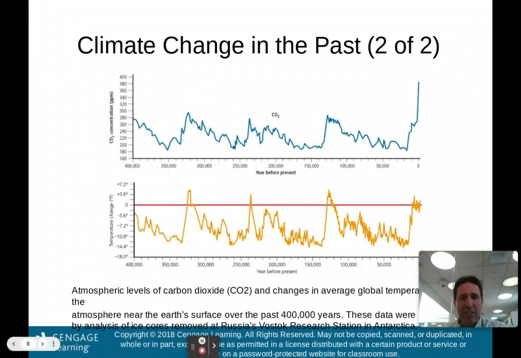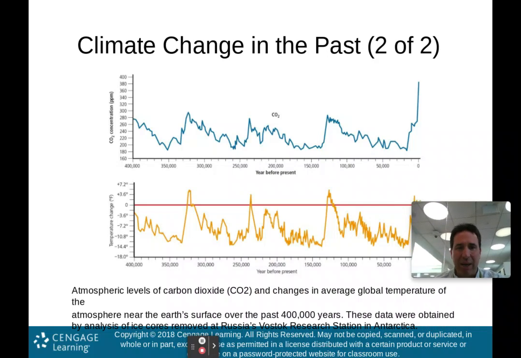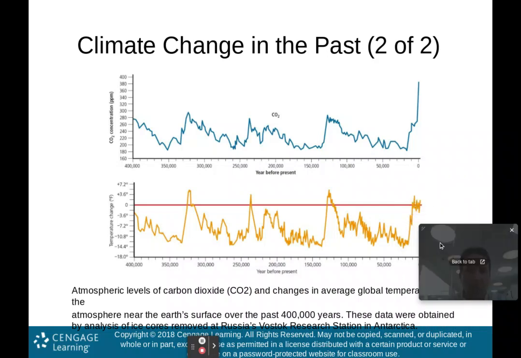And again, here are the atmospheric levels of carbon dioxide and changes in average global temperature of the atmosphere near the Earth's surface over the past 400,000 years. Data was attained by analyzing ice cores removed in Russia. So what you'll notice is on the top here, we're looking at carbon dioxide concentration, and on the bottom, we're looking at temperature change. And you'll notice there's a direct correlation. When the carbon dioxide increases, the temperature increases, right?